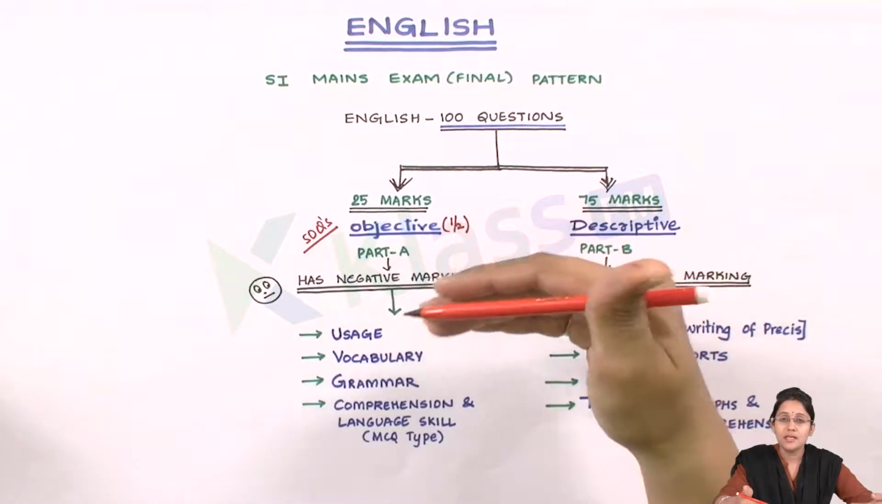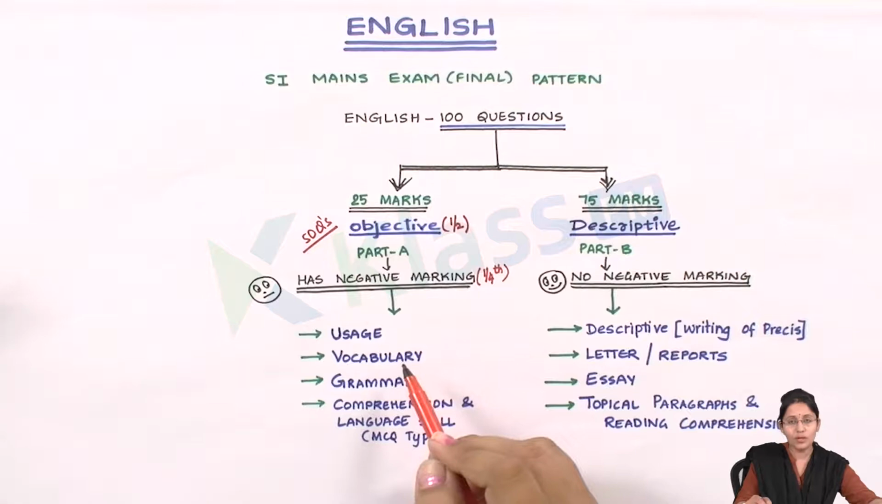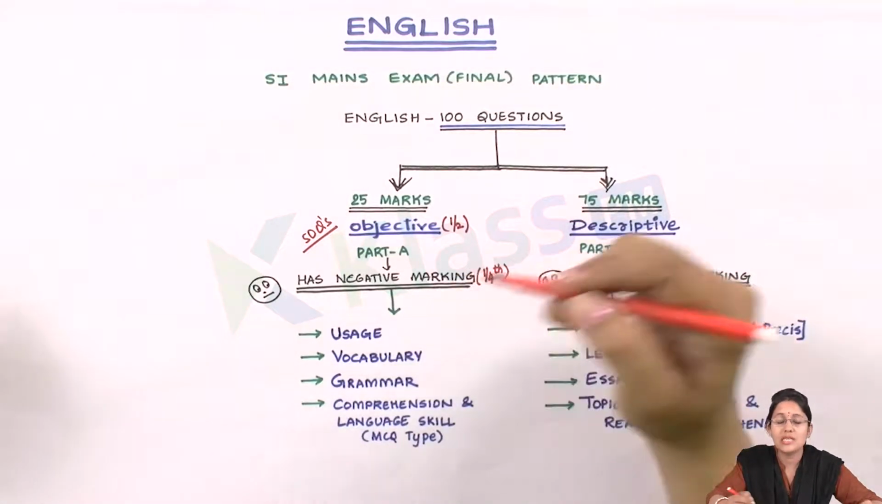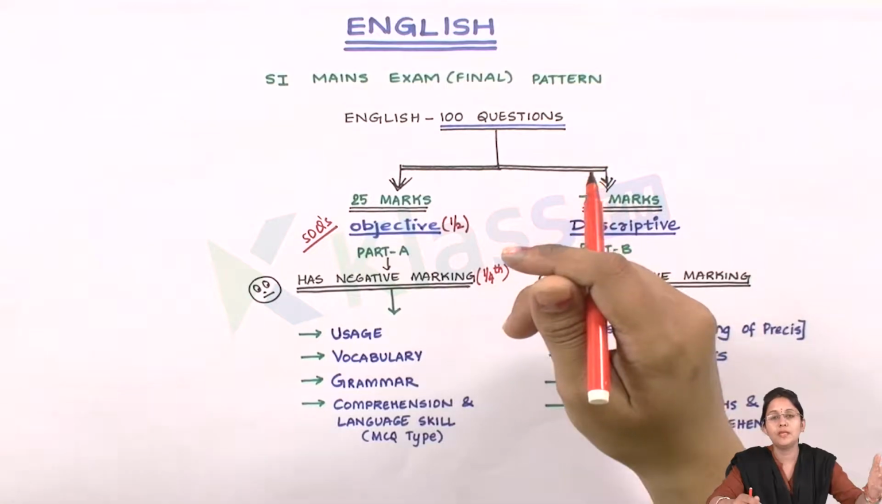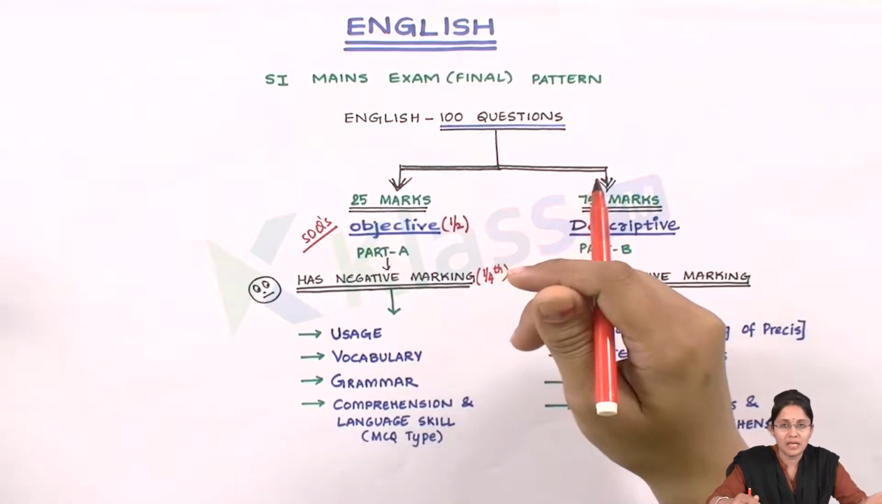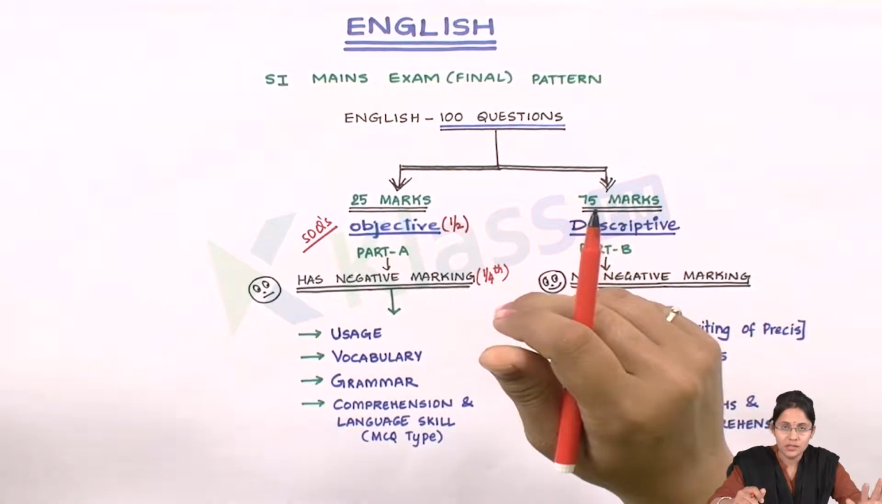Then, what is the syllabus for this objective type? You have usage, vocabulary, grammar, comprehension and language skill of MCQ type. Usage is related to grammar, and it can be a match the following pattern or a fill in the blank pattern. You just have to apply the skills you have in that particular subject.